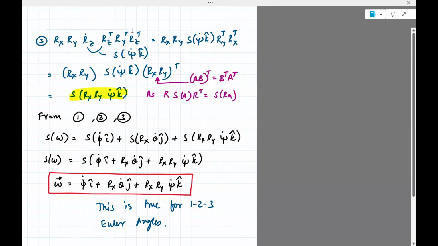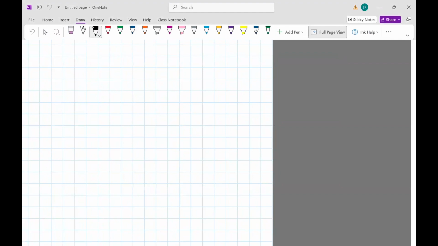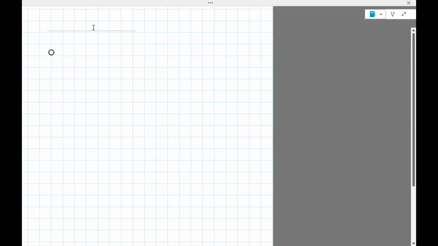Now I'll show you a shorter route to get the same formula without going through this whole exercise of writing r, expanding it out, and taking the derivative. There's a shorter way of doing this, and you could use it for other things too. It's based on figuring out this formula from how frames rotate when you apply rx, ry, rz. This shorter derivation I'll do, because it won't take much time.